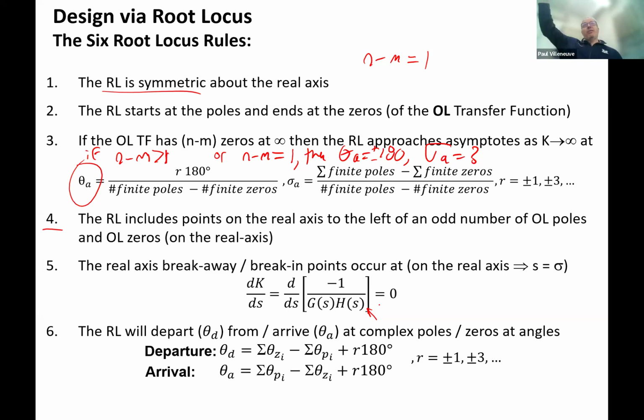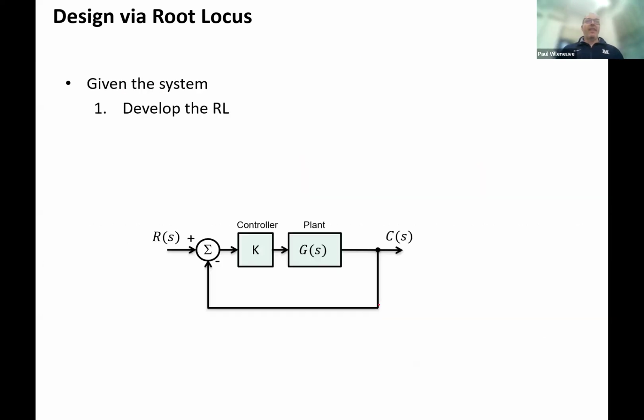If you start out at complex poles or you end at complex zeros, then you have to calculate the angle of departure or angle of arrival, just depending on which one you do. And then we can do the root curve.